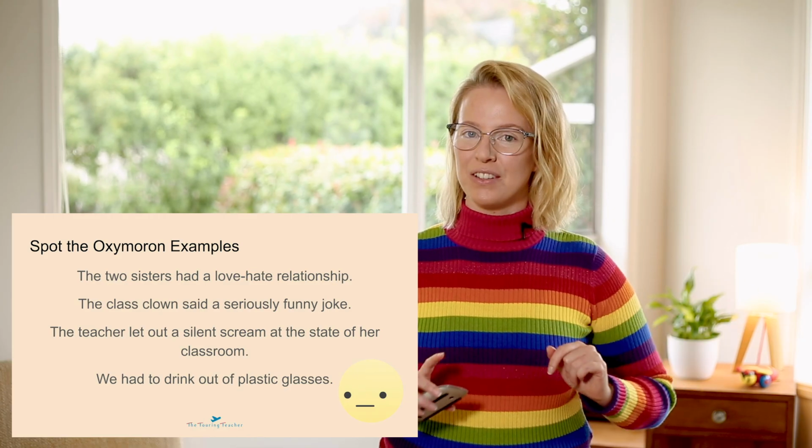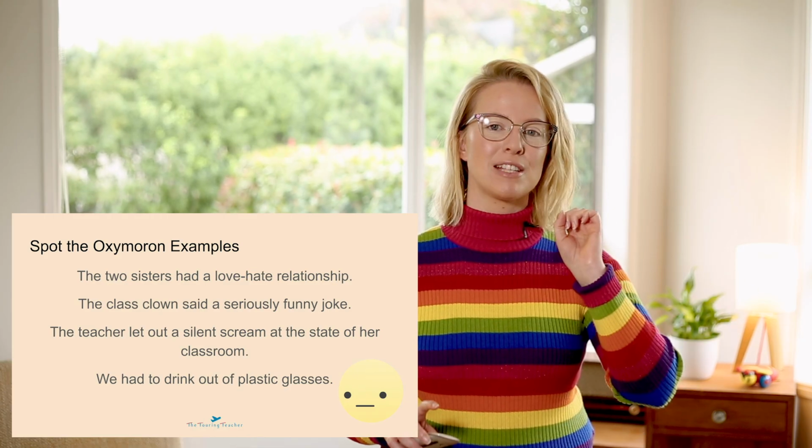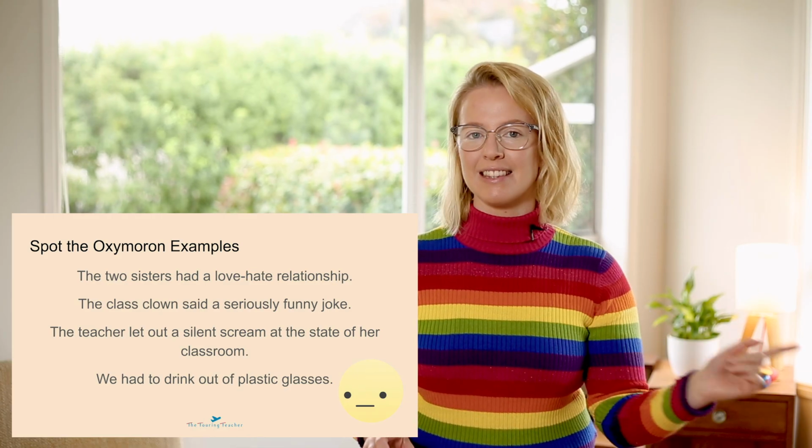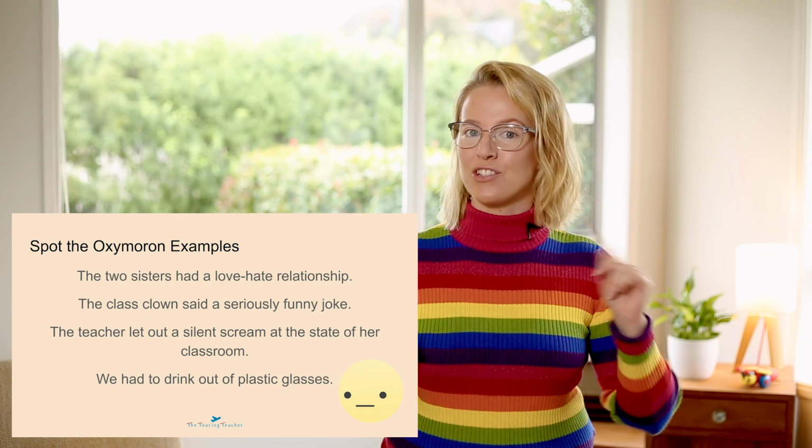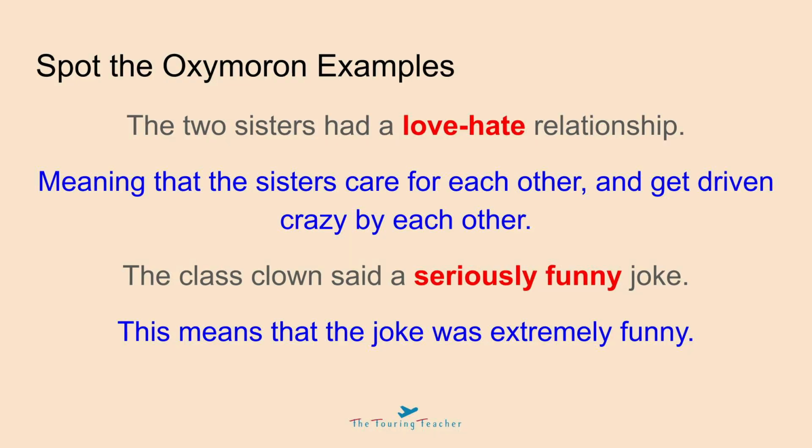Alright, let's see how you did. I'm going to show you the oxymoron in red and then underneath the description or what it actually means. The two sisters had a love-hate relationship, meaning that the sisters care for each other and get driven crazy by each other as well. The class clown said a seriously funny joke. This means that the joke was extremely funny.